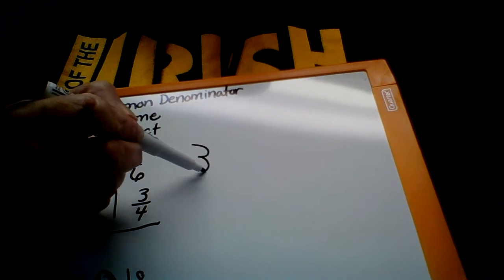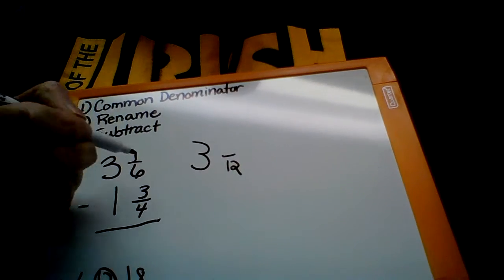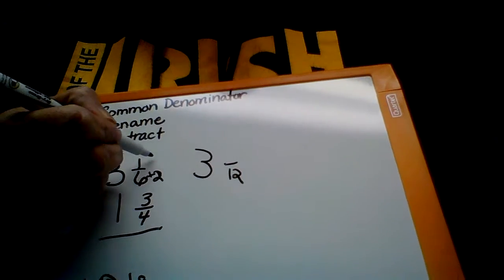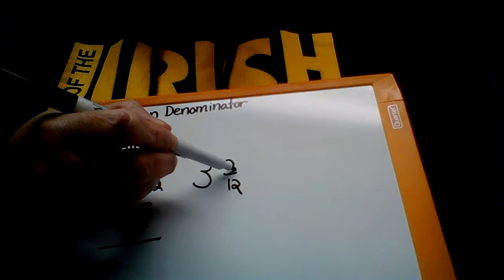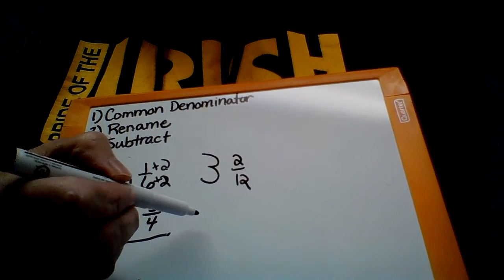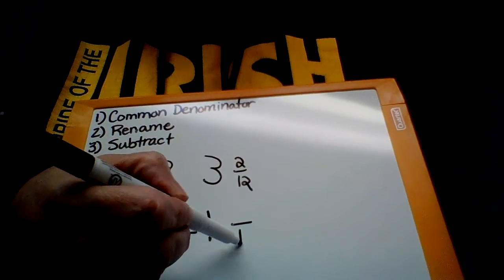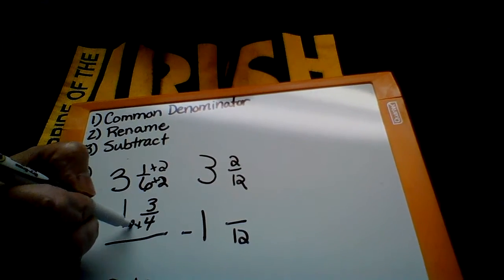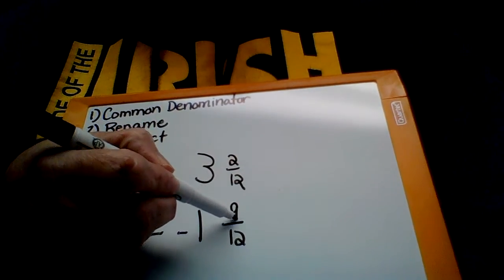So over here we have 3, and 6 times 2 is 12, so I have to multiply the top by the same thing. 1 times 2 is 2, so that's 3 2/12 minus 1. Okay, 4 times 3 is 12, so I have to multiply my top by 3. 3 times 3 is 9.